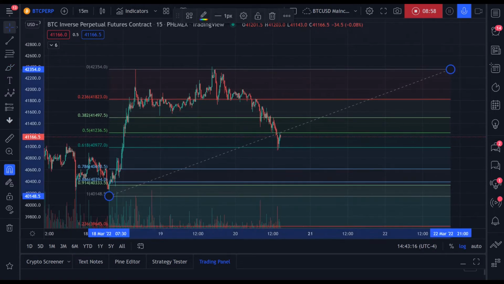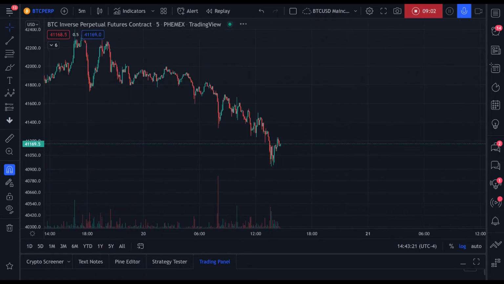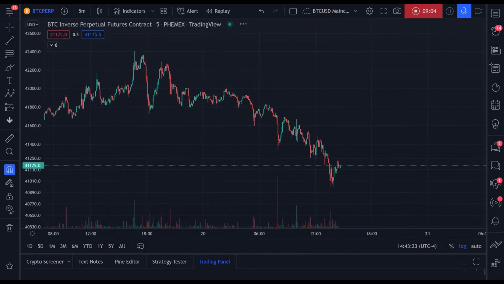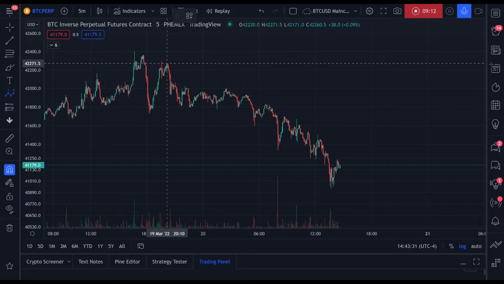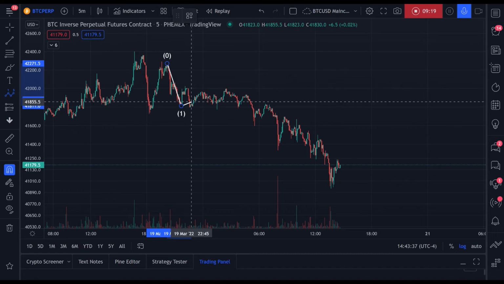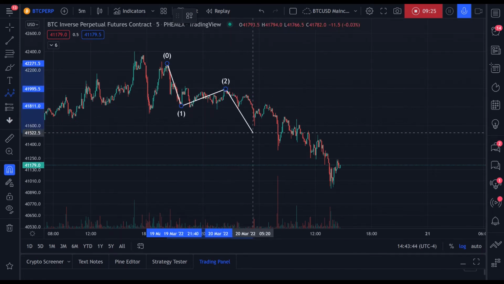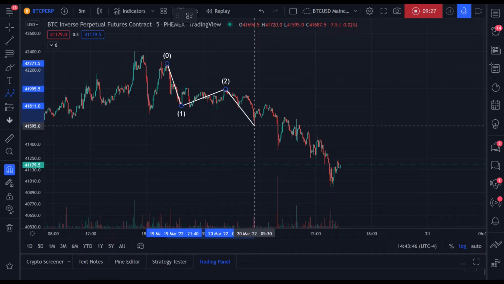This is a little tricky to count because you have an ending diagonal, and an ending diagonal is counted 3, 3, 3, 3, 3. So basically, the whole thing looks really choppy, okay? You'll see, so you have your A wave, you have your B wave right here, and then your impulse starts right here. So you have 1, 2, 3 waves, right? And then you have a complex 2-wave correction, W, X, Y, okay? And then you resume 1, 2, 3, okay?